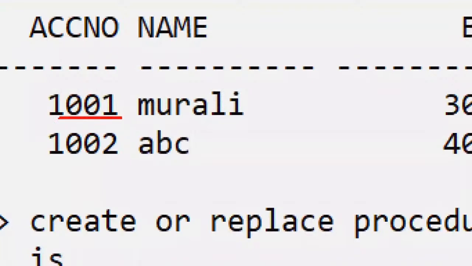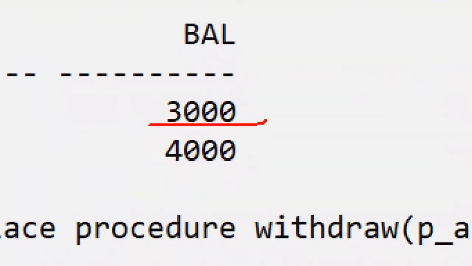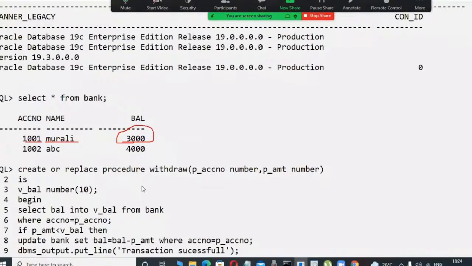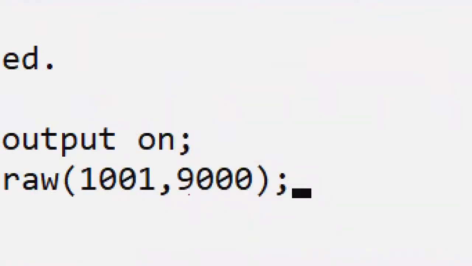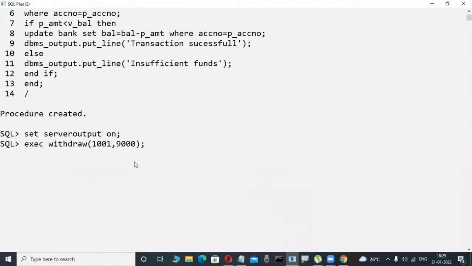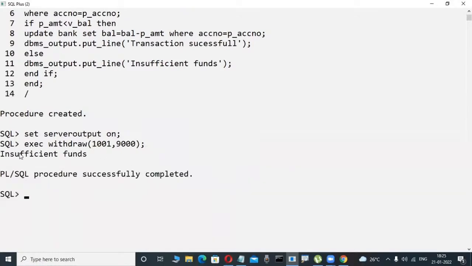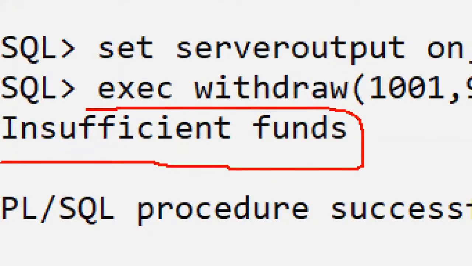Scenario, observe the logic. 1001 is my account number, Murali is my name. Now my balance is how much? 3,000. In my table, 3,000 is the current balance. My account number is 1001, but I try to withdraw 9,000, because I'm writing this program. Is withdrawing 9,000 possible? No. So now here it will give a message, insufficient funds.